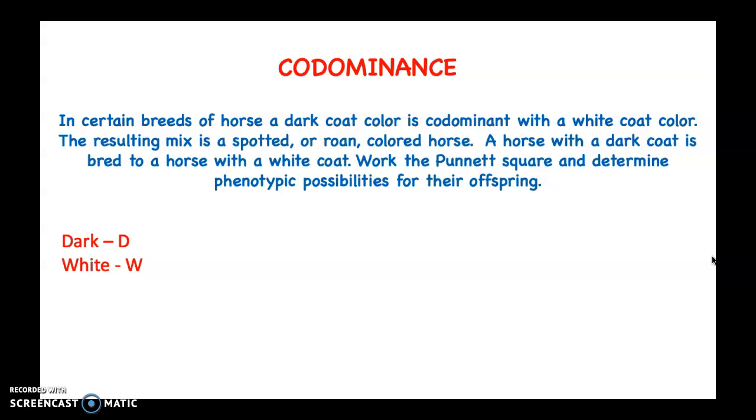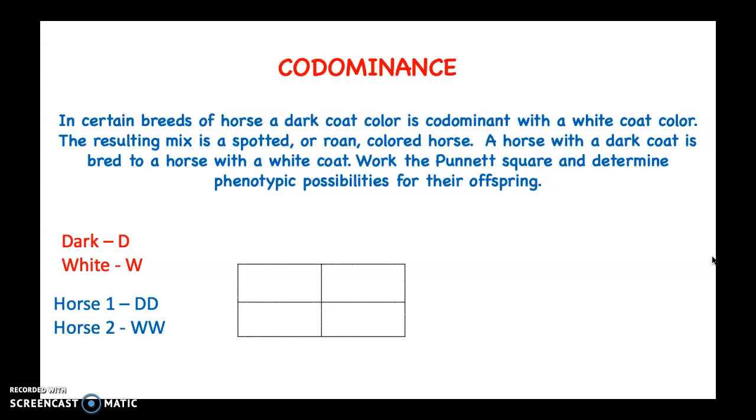Now, identify the parents. We have a dark coated horse and a white coated horse. The only way to be dark because of codominance is to have two big D's. The only way to be white is to have two big W's. So now we know the genotypes of the two parents. Set up your Punnett square. Again, we follow the principle of segregation. We place the first horse across the top, the second horse across the left-hand side, and we fill in our boxes.